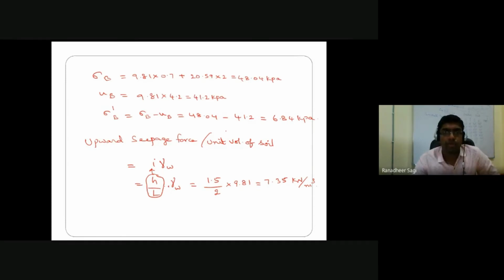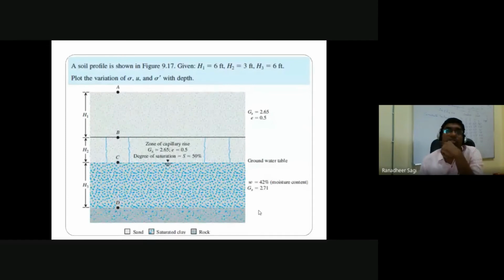So the next problem we have here is, once again, a soil strata, but in this case we have the effect of capillary rise. Even when there is an effect of capillarity, what we clearly understand from this question is the soil is not fully getting saturated. I repeat, though there is an effect of capillary rise, still the soil is only partially getting saturated.